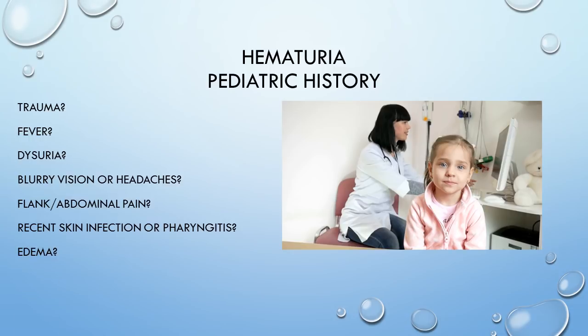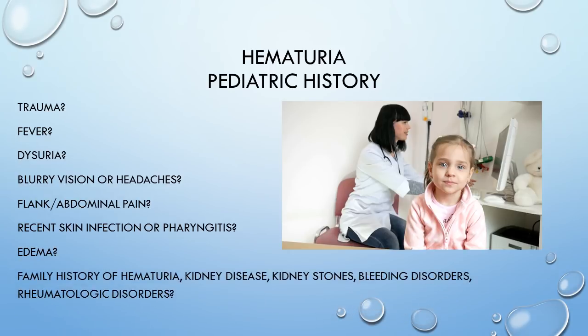Do they have edema, right? So also looking for proteinuria along with the hematuria, and any family history of anything that may be related: hematuria, kidney disease, kidney stones, bleeding disorders, rheumatologic disorders. Lupus nephritis can give you hematuria, so that's part of the reason why we're looking at joints, as well as asking some of these questions like fever.